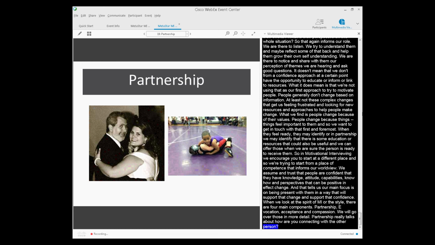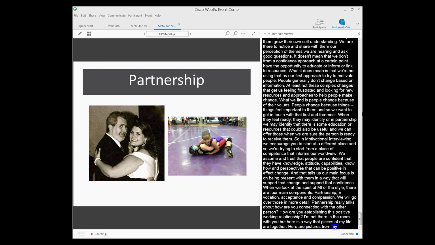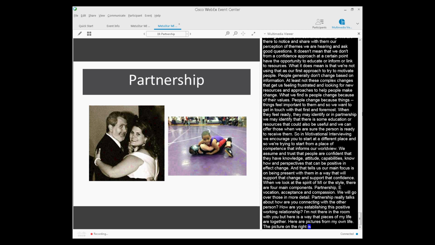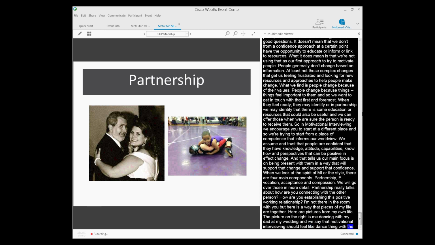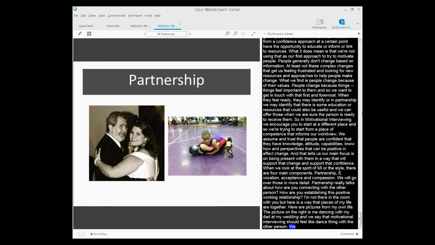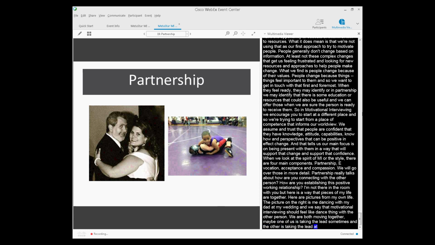So I'm not able to be there in the room with you as you watch this video, but here's a little way that pieces of my life are together. Here's some pictures from my own life. The picture on the right is me dancing with my dad at my wedding, and we say that motivational interviewing should feel like dancing with the other person. Right? We're both moving together. Maybe one of us is taking the lead at some times, and another one of us might be taking the lead at a different time, but we're both in this together, and we're both moving, and we both have a willingness to engage.